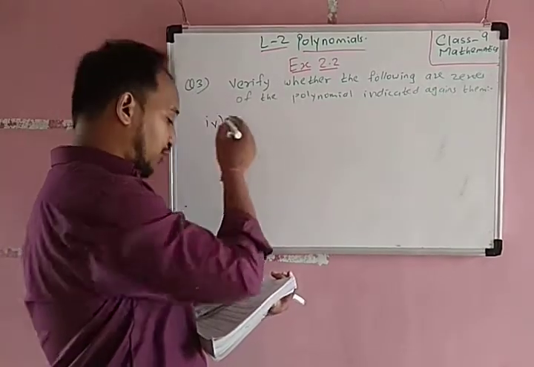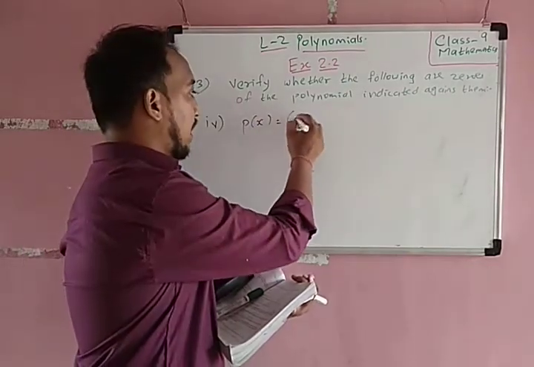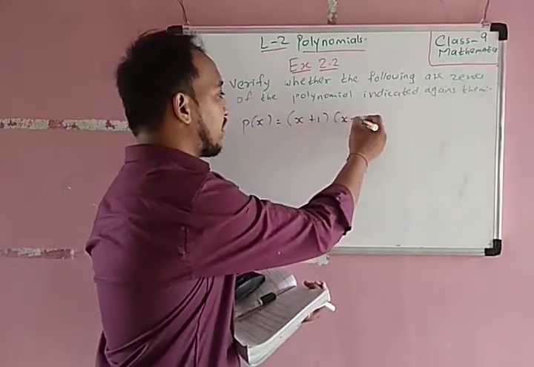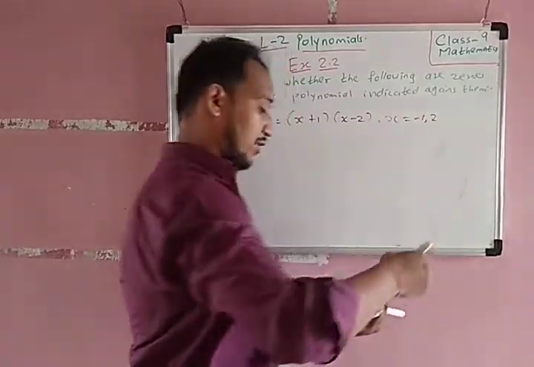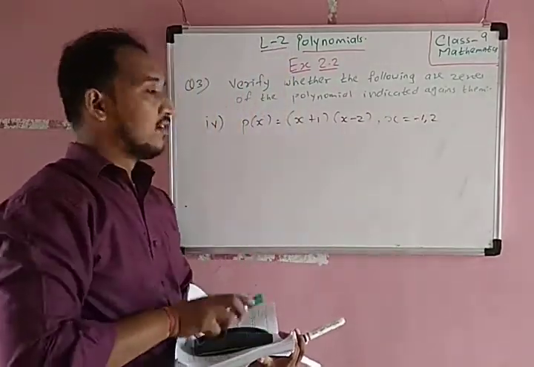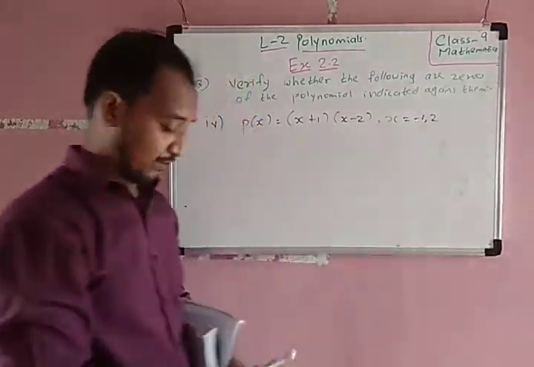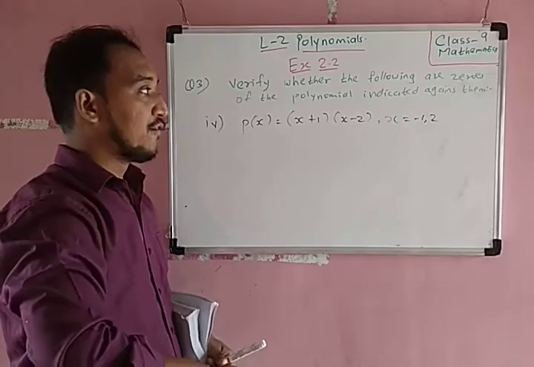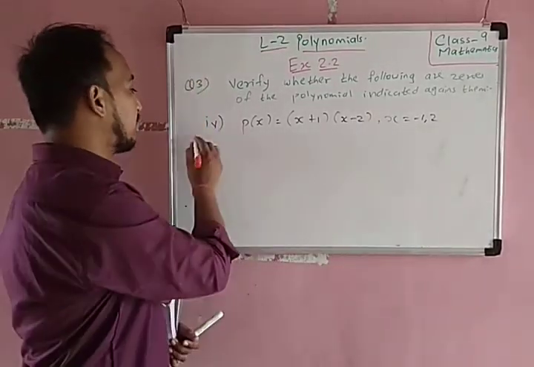Fourth one, third is homework. p of x equals x plus 1 into x minus 2, for points x equals minus 1 and 2. Now here we have to do the same, but here there are 2 points, minus 1 and 2. So you have to solve for both. First you have to put minus 1, then you have to put 2 in place of x. So solution.